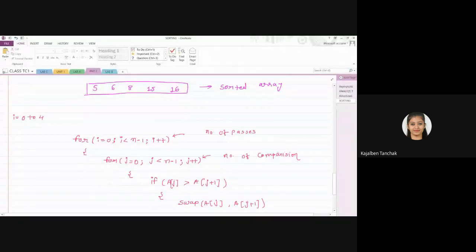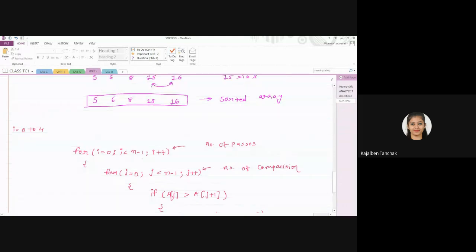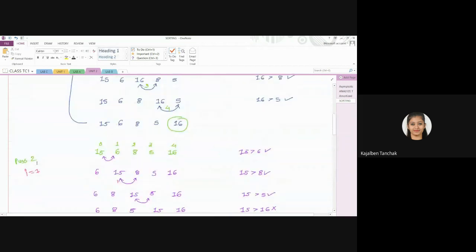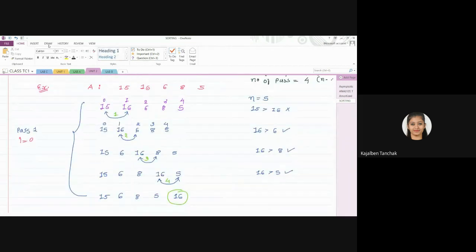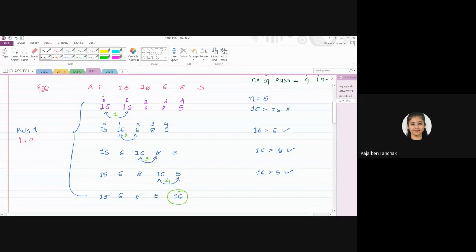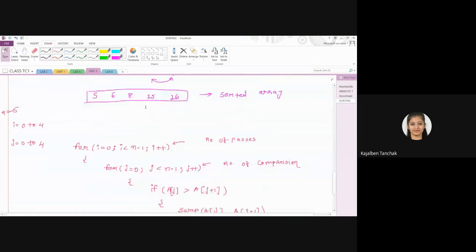So for i equals to 0, what we will do, we will compare this array element. To make the comparison, we will start j equals to 0, and j will start from 0 to 4, right? So j is again starting from 0 to n minus 1. N is equal to 5, so n minus 1 is equal to 4. So we will check this condition first. Okay, so your j value is here, j plus 1 is here. Okay, so j is equals to 0, is true. You will go inside the for loop.